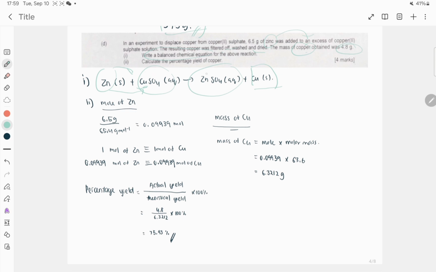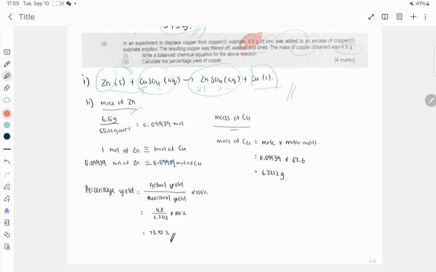Then you need to check their charges, whether they are correct. Zn is 2 plus, SO4 is 2 minus, so we don't need to add anything. Here is also 2 plus and 2 minus, so we didn't need to add anything. So this will be your chemical equation. Over here, the second part is to calculate the percentage yield. We know that we have the mole of Zn, which we can get because we have 6.5 gram of zinc.